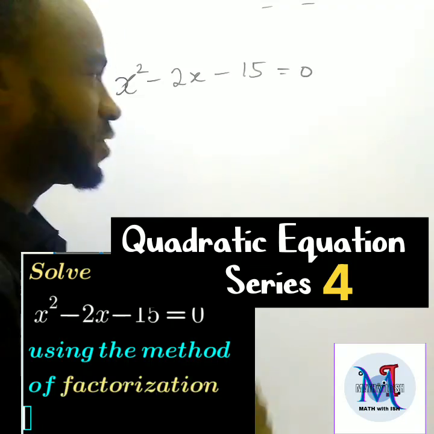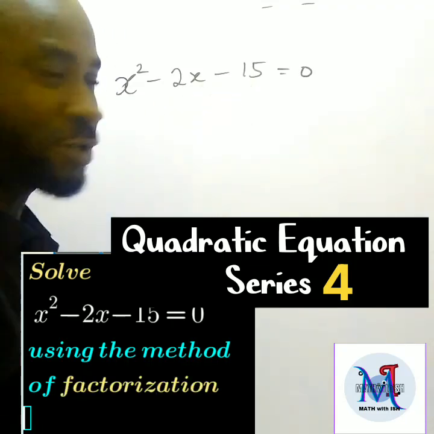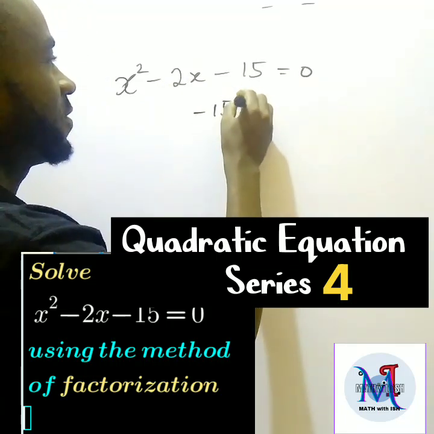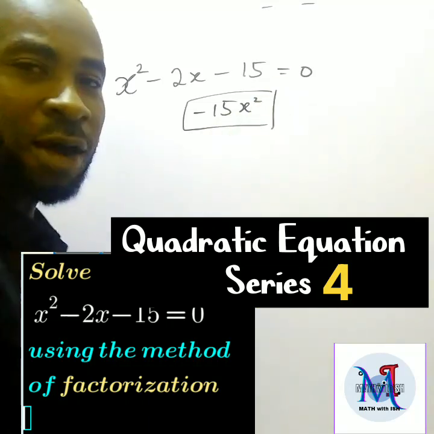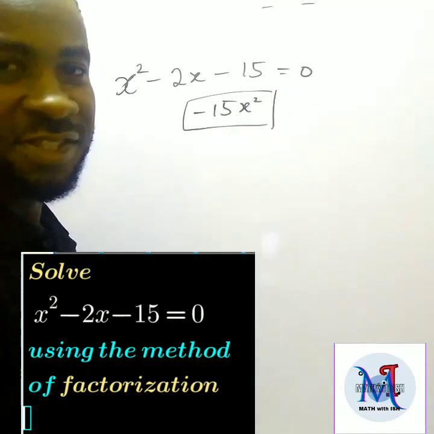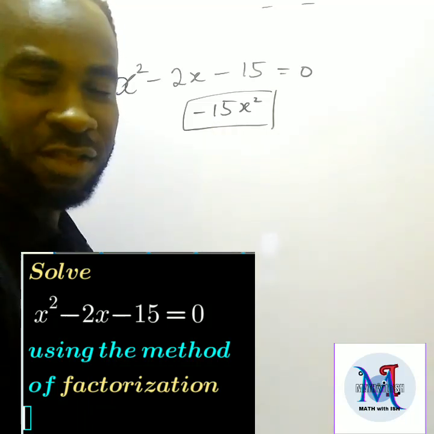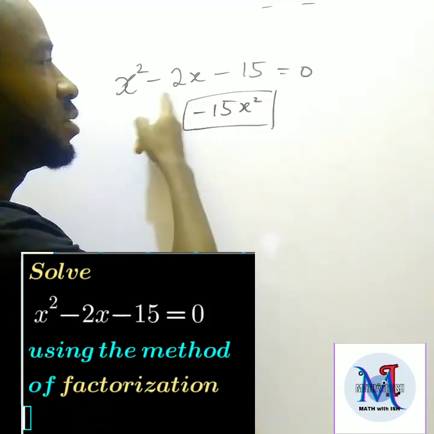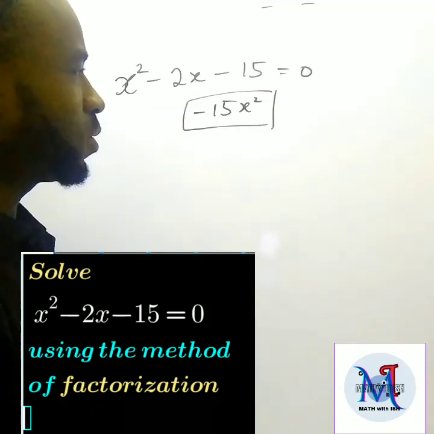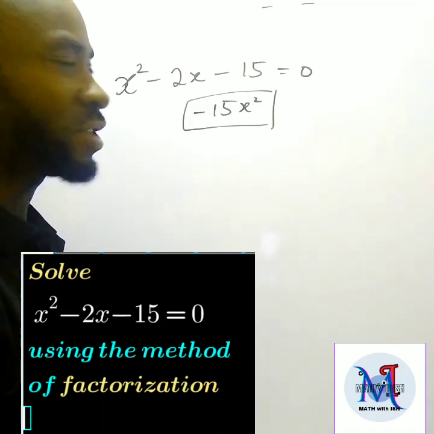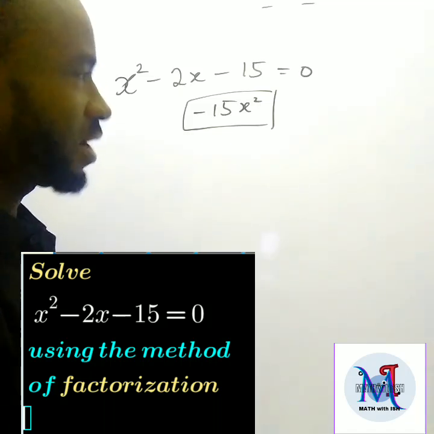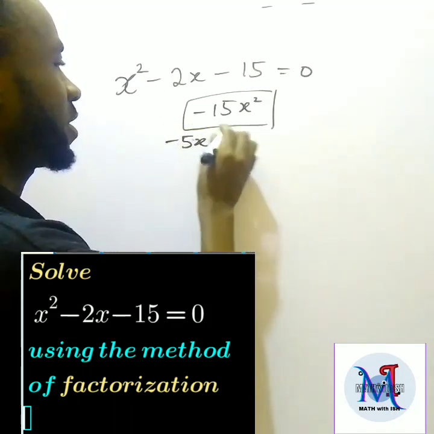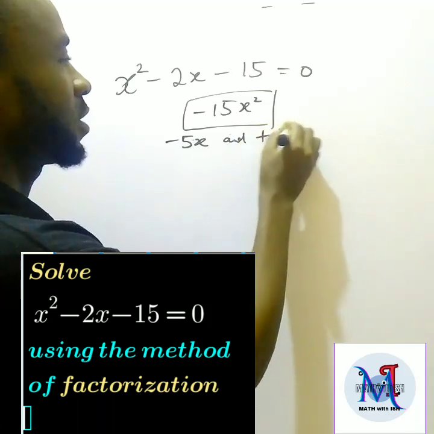The first thing to do is to take this first term, multiply this last term. So let's go. X squared times minus 5, that will give us minus 15x squared. Now the next thing to do, your next step, is to look for two factors of this minus 15x squared that when you add them will give you this middle term here, which is minus 2x. And the two factors of minus 15x squared will be minus 5x and plus 3x.